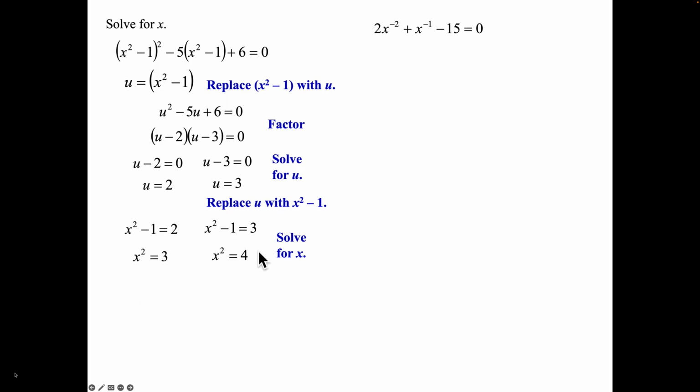Both cases, got to take the square root. Square root of 3 is plus or minus the square root of 3. Square root of 4 is 2, so positive, negative 2. There's your 4 answers.